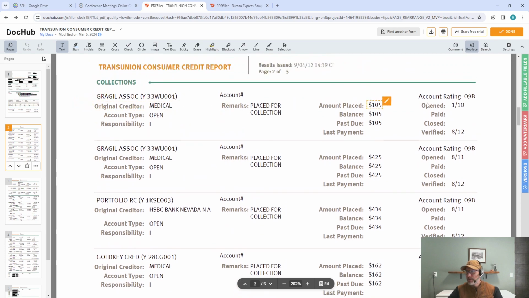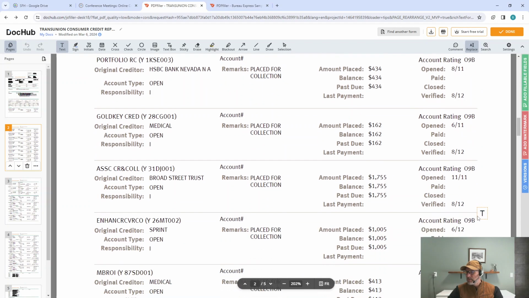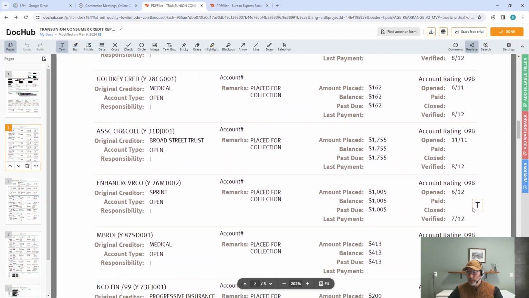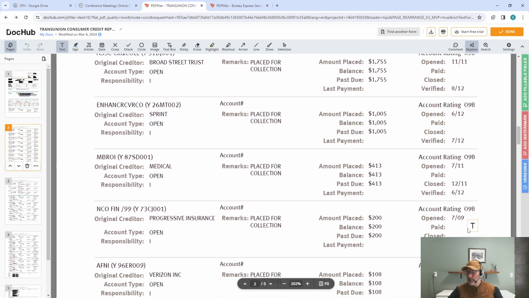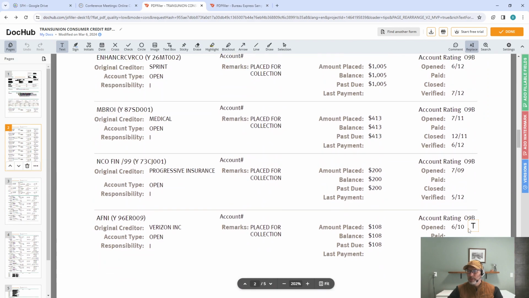In fact, if we look through here at the date, we've got 1/10/8/11, and this would be August of 2011 generally is what I'd expect that to be. Here's 6/12, 7/11, 7/9, 6/10. So what I'm looking for here is, was this an isolated event? Did this only happen one time in the person's life? Do they have like a 90-day or 120-day window where maybe they had some medical issues and it was only that time in their life and everything else was clean? Or did they have a history of collections?